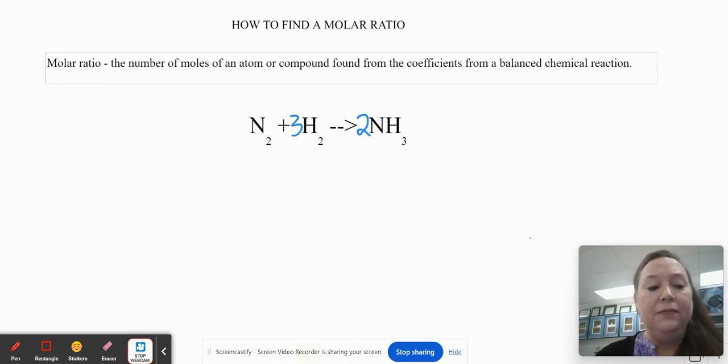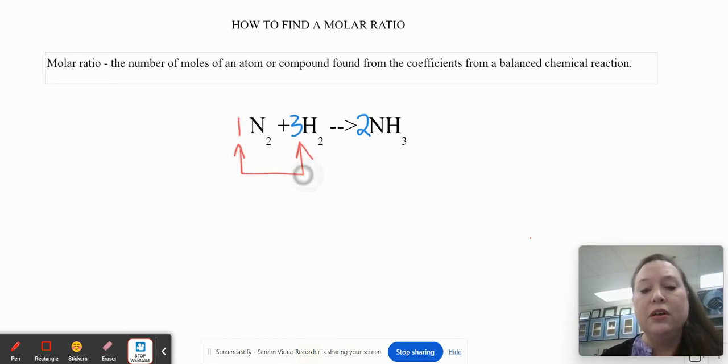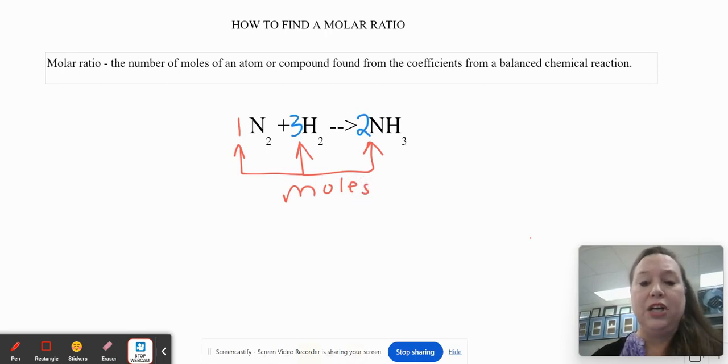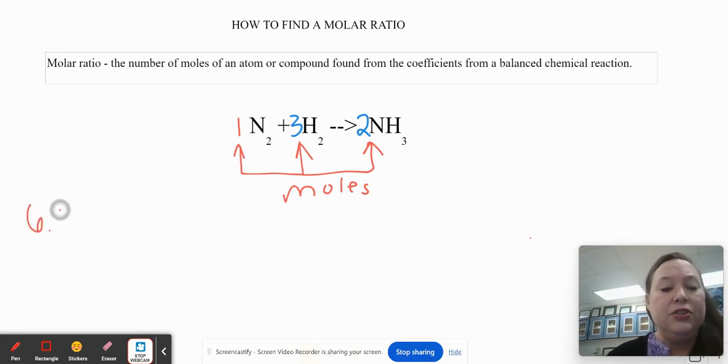Now, that number that I just placed in front, the coefficient, represents the number of moles that you have of each of these substances in order to perform this chemical change. So 1 mole of nitrogen gas is needed with 3 moles of hydrogen gas, and you will make 2 moles of ammonia.